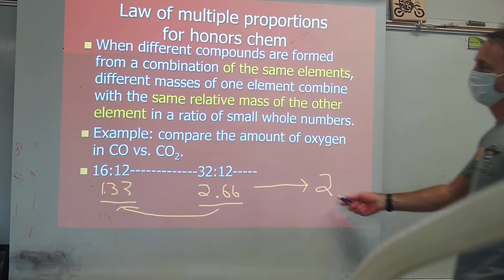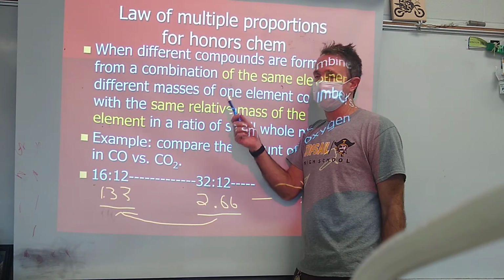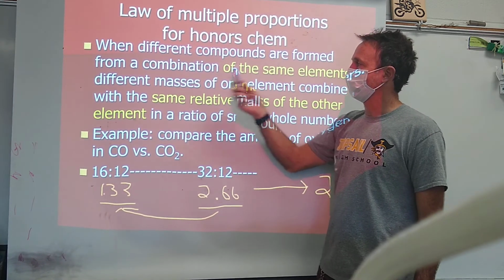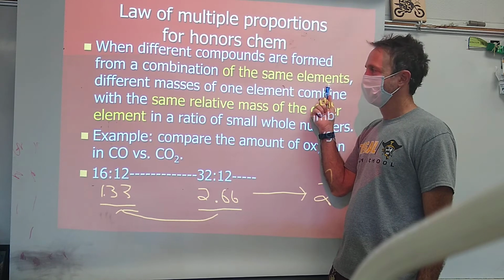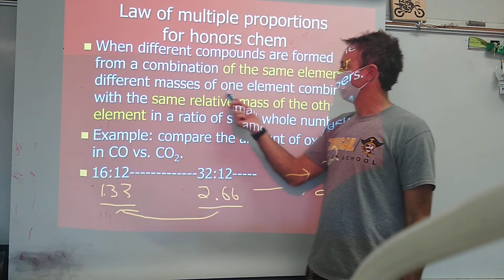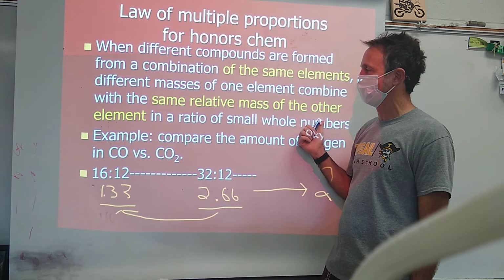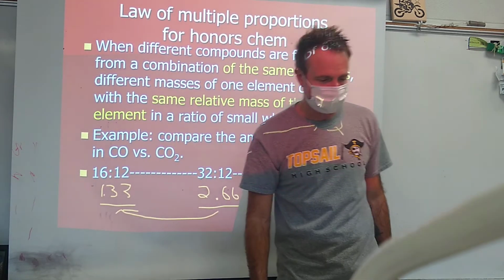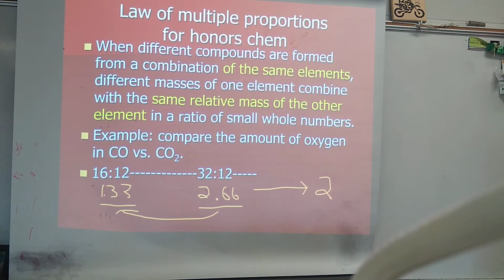Now, you're not going to write all the steps down. You can make a short note up here at the top, but let's talk about it. When different compounds are formed from a combination of the same elements, different masses of one element combined with the same relative mass of the other element in a ratio of small whole numbers. And I know that sounds confusing. Make yourself a short note about it however you can.